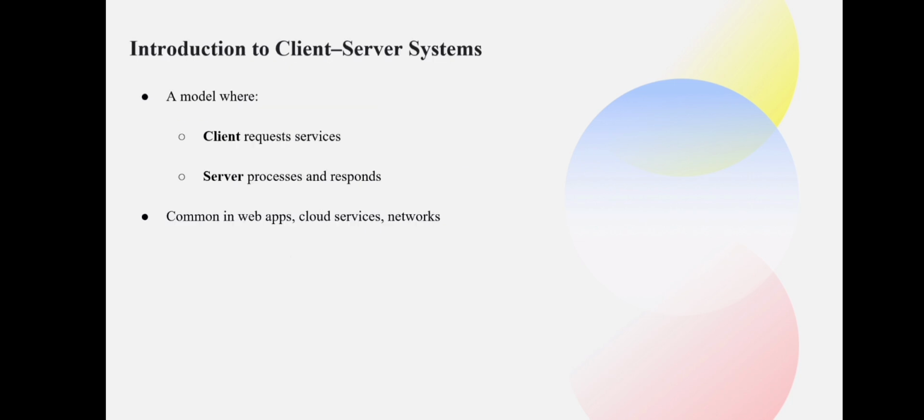The topic is the client-server system. A client-server system is a distributed computing architecture that separates the application logic into two main components. A model where there is a client and a server. Client requests services, server processes and responds. Common in web apps, cloud services.